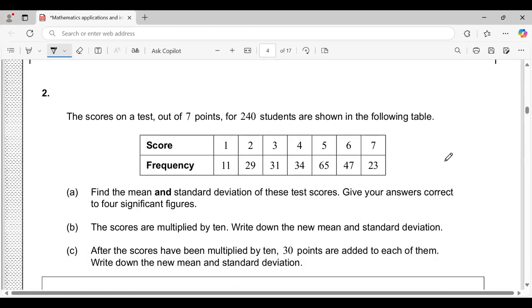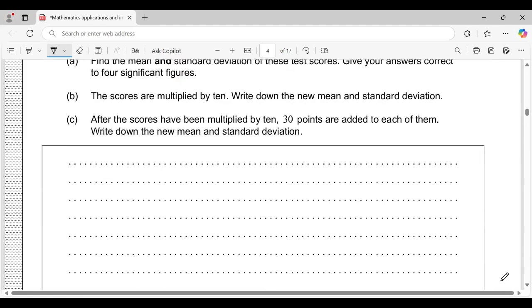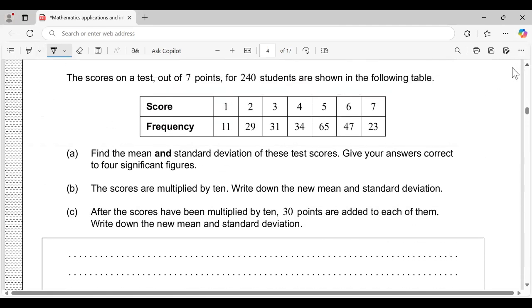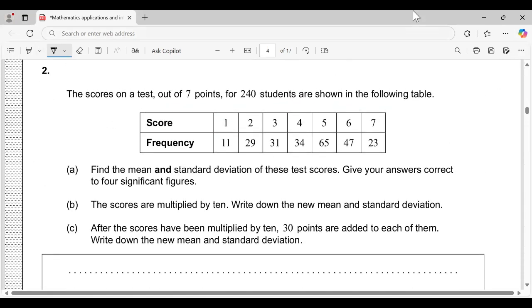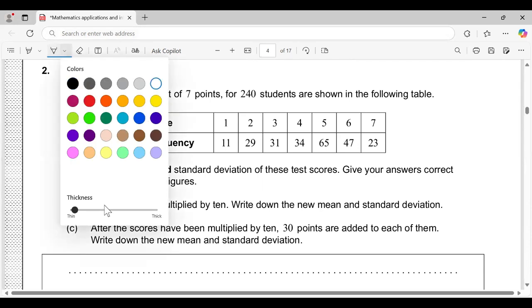Number 2. The scores on a test out of 7 points for 240 students are shown in the following table. Find the mean and standard deviation of the test scores. Give your answer correct to 4 significant figures. I would like to complete this table first.